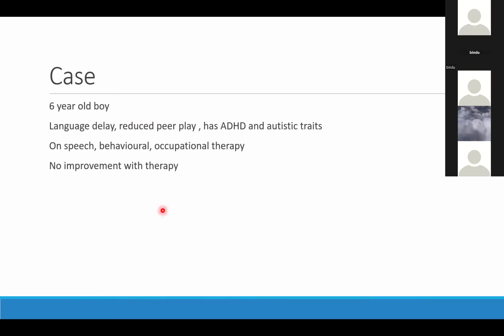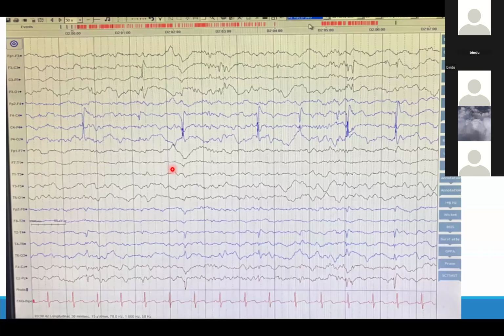Here is a case of a 6-year-old boy who presented with language delay and reduced peer play, had ADHD and autistic traits. He was on speech, behavioral, and occupational therapy, but there was no improvement with therapy. Upon admission, an EEG was taken, which showed centroparietal temporal spikes with frontal positivity.